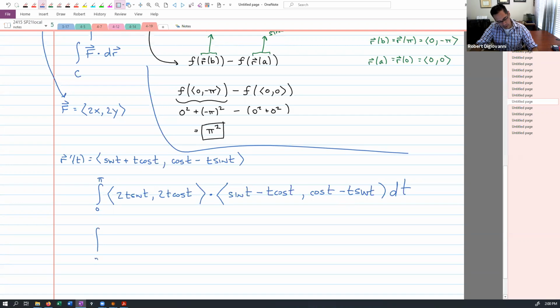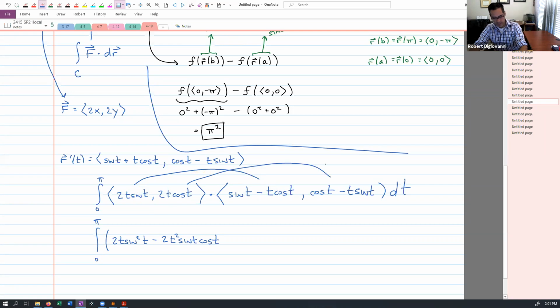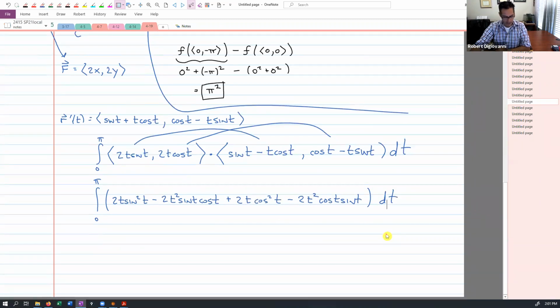Let me do one more thing. Hold on. I'm going to multiply it, okay? I'll just multiply it at least. This will be 2t sine squared t minus, let's see, this times this, 2t squared sine t cosine t. Okay, that's that times that. And then when I do this times this, I'm going to get plus 2t cosine squared t minus 2t squared cosine t sine t. Wait a minute, maybe this isn't going to be that bad. Switch the sign. Not bad.